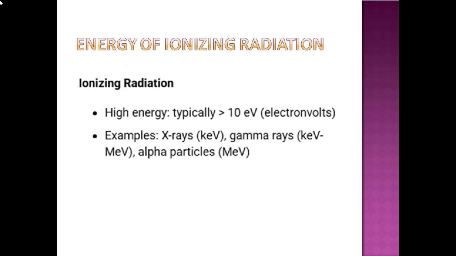Energy of ionizing radiation. Ionizing radiation has high energy, typically more than 10 electron volts. It has high energy, and that's why it can knock out an electron from a neutral atom. For example, X-rays have kilo electron volt energies, gamma rays have kilo electron volt to mega electron volt values, and alpha particles have mega electron volt energies.